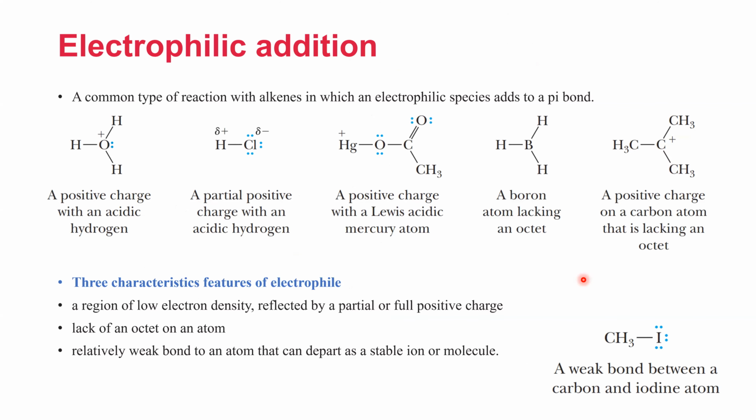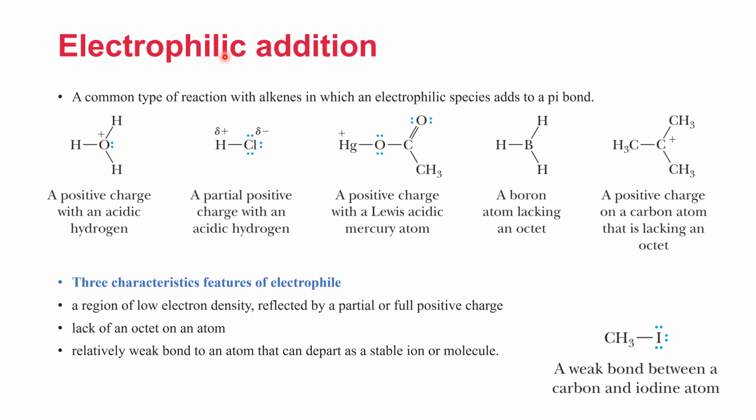Now we will define that mostly alkenes go through electrophilic addition. So we have to define when we assign the name electrophilic addition rather than simply addition. So it is a common type of reaction with alkenes in which an electrophilic species adds to a pi bond, right? So you have to concentrate on this term, what the electrophilic species is. So electro means something related with electrons, and philic is a term we use for loving, having an interest in.